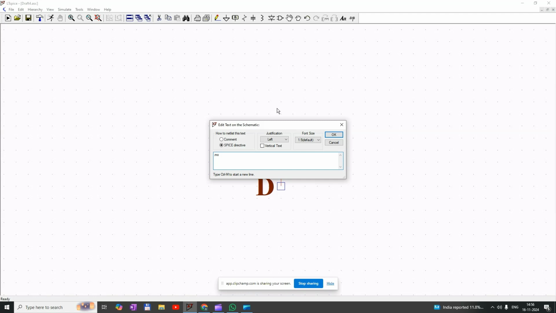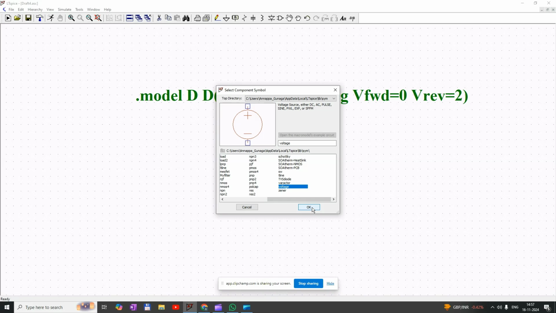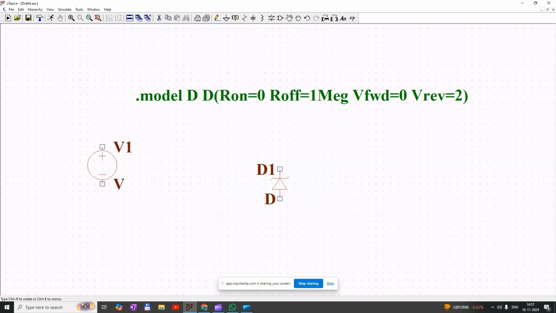Start model of D, when it is R on, which is equal to 0 ohm resistor, and when it is R off, which is equal to 1 meg, and voltage forward, which is equal to 0 volt, and voltage reverse, which is equal to 2 volt, and we will apply the 5 volt as an input source.